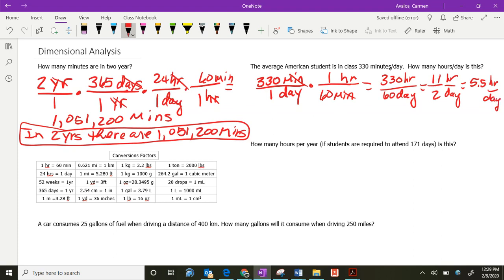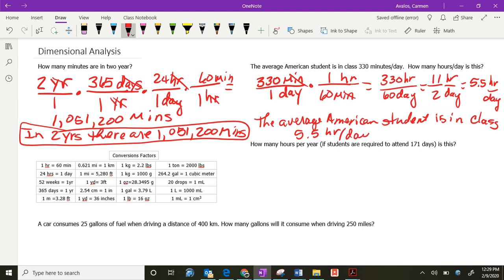So writing a sentence, the average American student is in class 5.5 hours per day. Okay, very good. And that is your sentence.